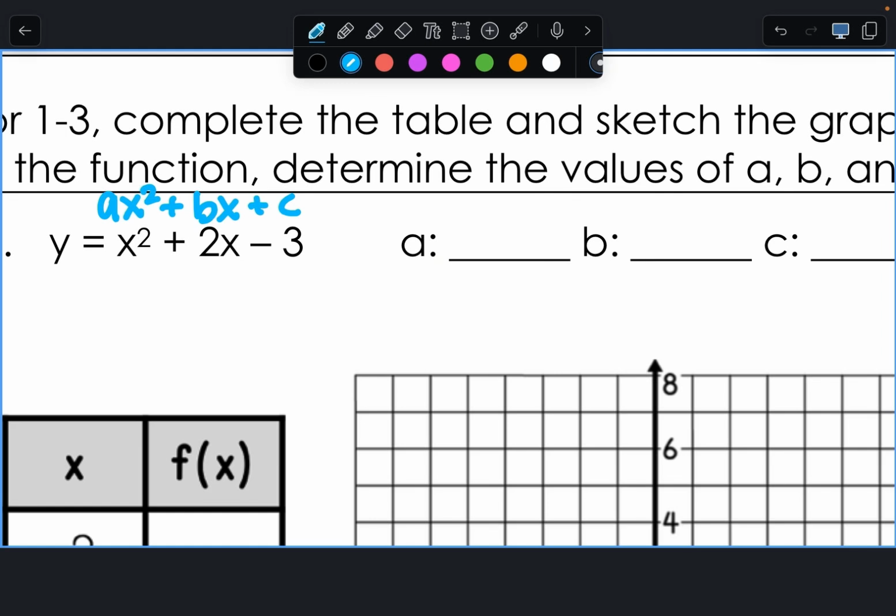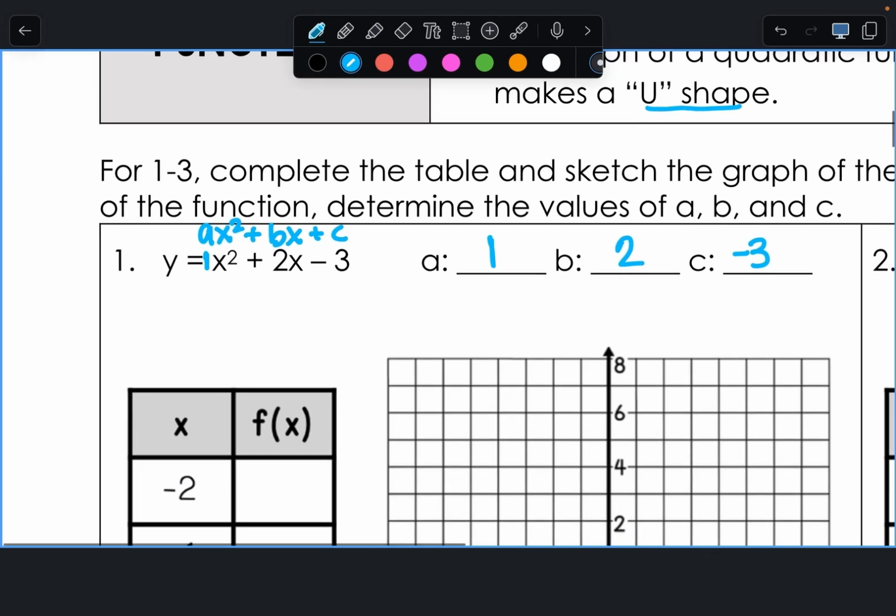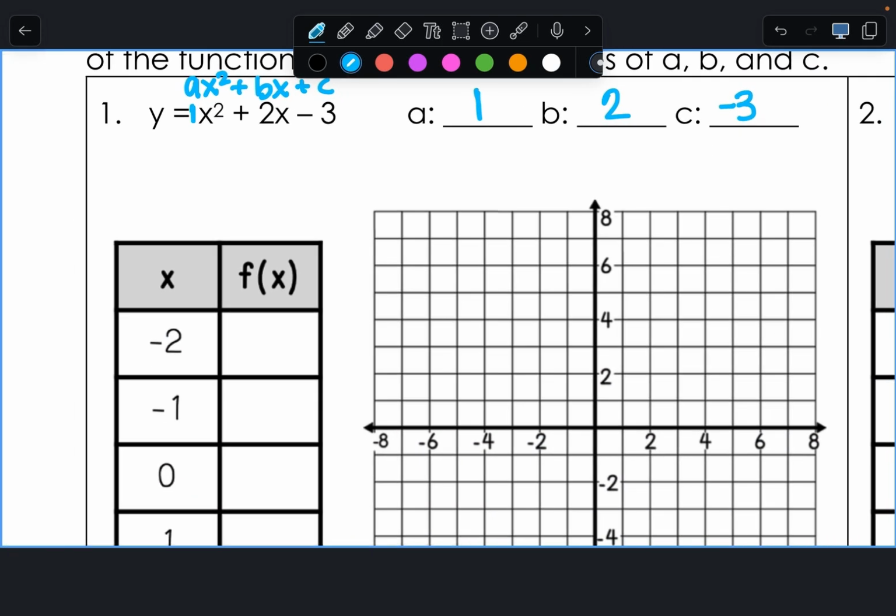So what is A? The coefficient of x squared, the number in front of x squared, invisible number 1. What is B? 2. And C? Negative 3. Very, very important that you're able to identify A, B, and C, because that part is going to play into solving whenever we get to the solving part.